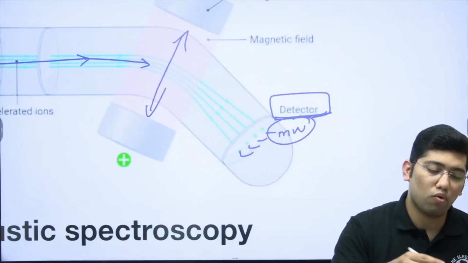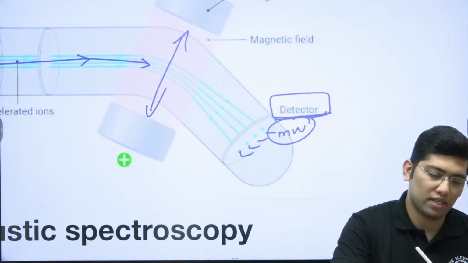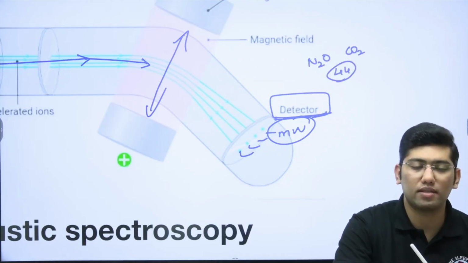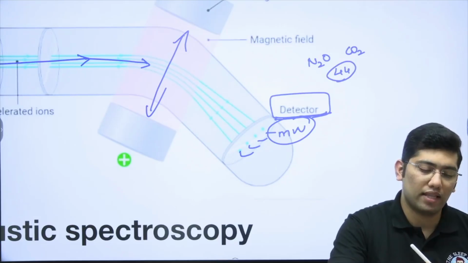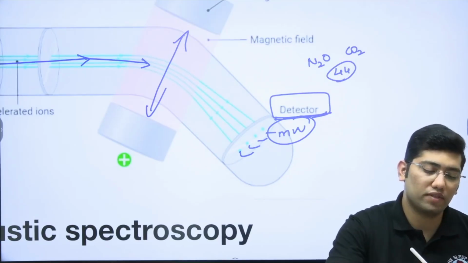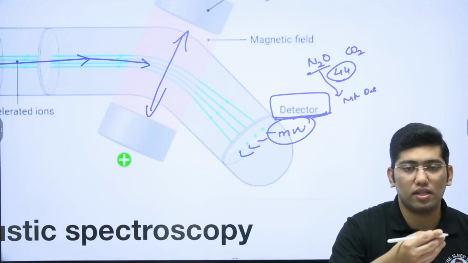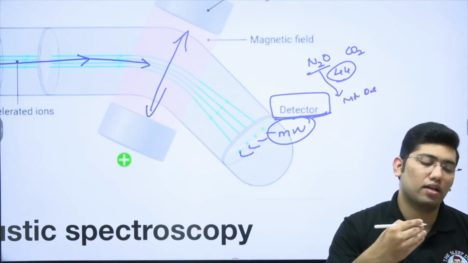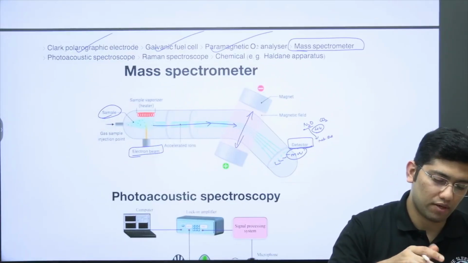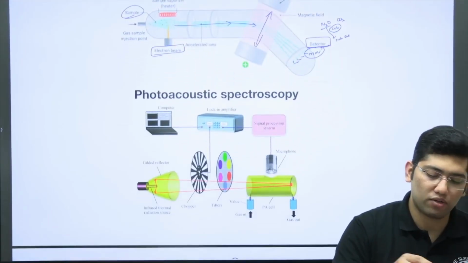Now you may ask, what if two substances have the same molecular weight? Say nitrous oxide and carbon dioxide both have 44 as a molecular weight. What then? Then the constituents of the nitrous oxide, based on its fragment distribution, can be differentiated from carbon dioxide. Now let's move on to the next one, that is photoacoustic spectroscopy.